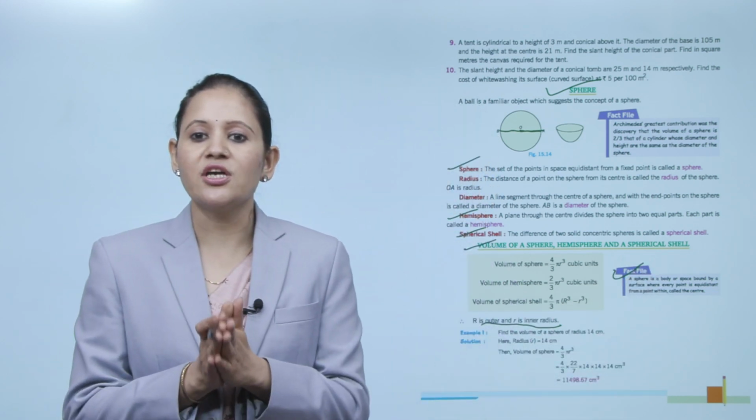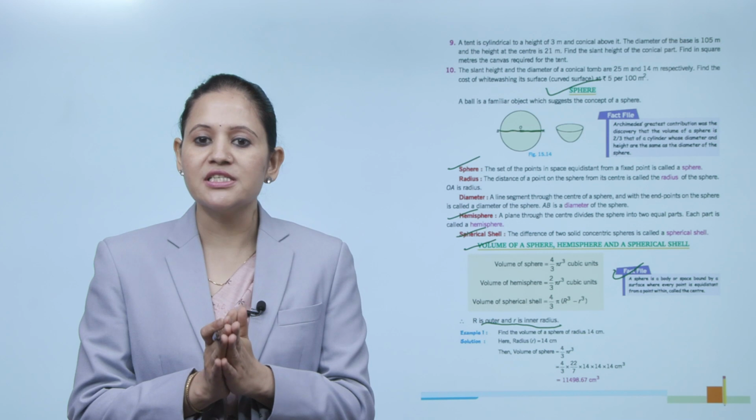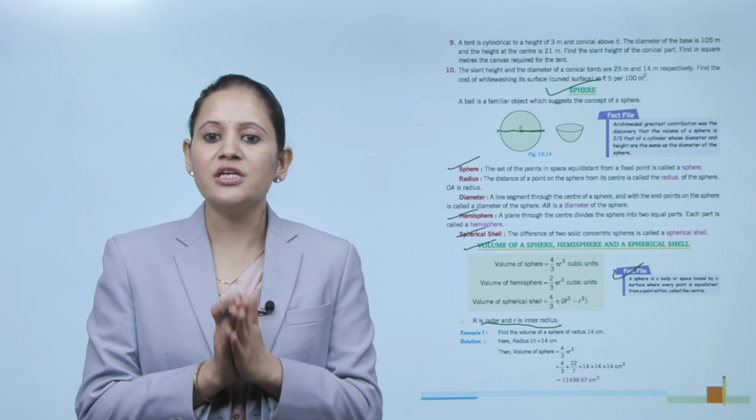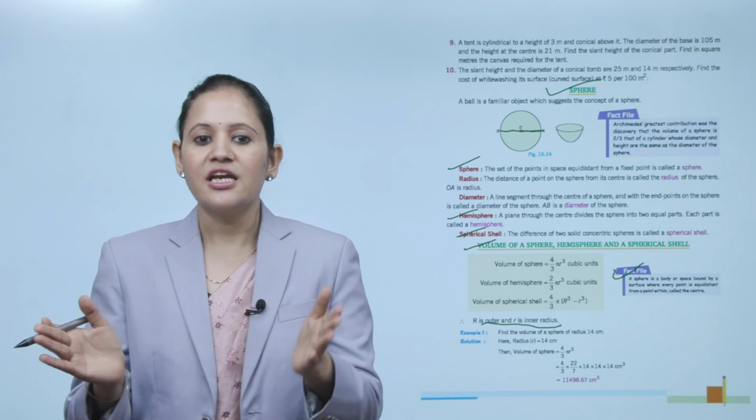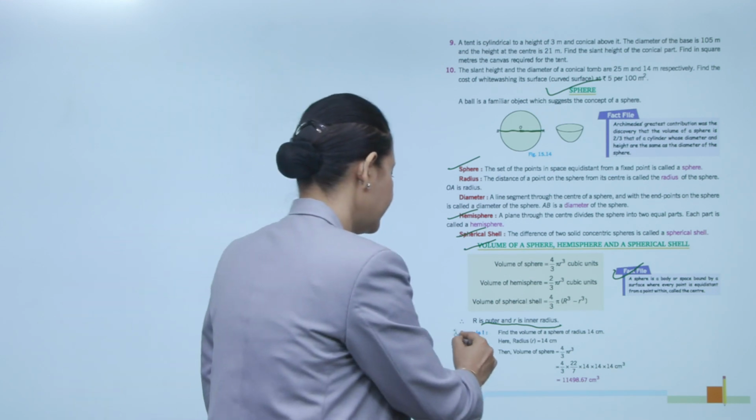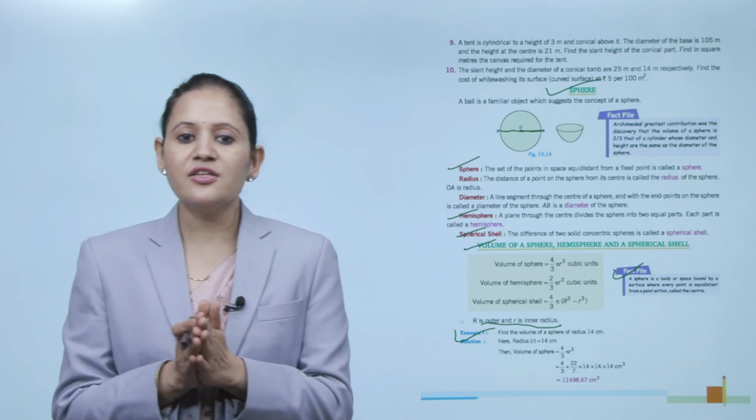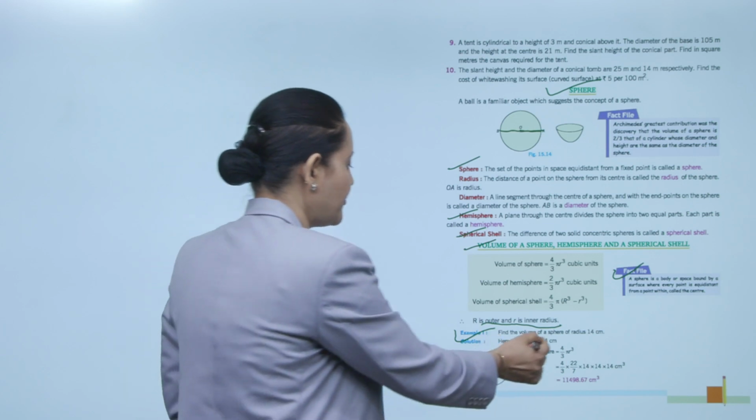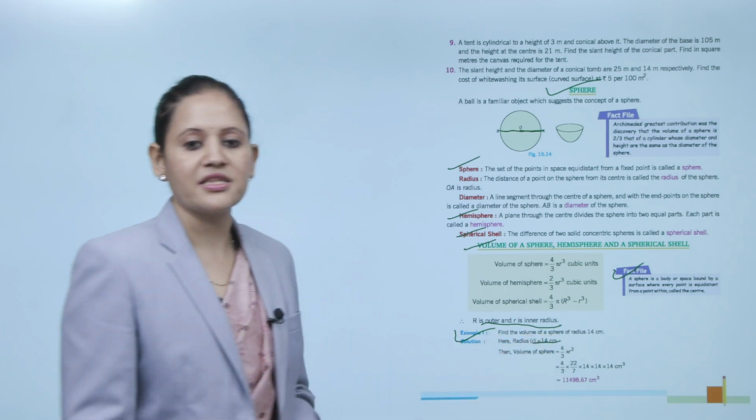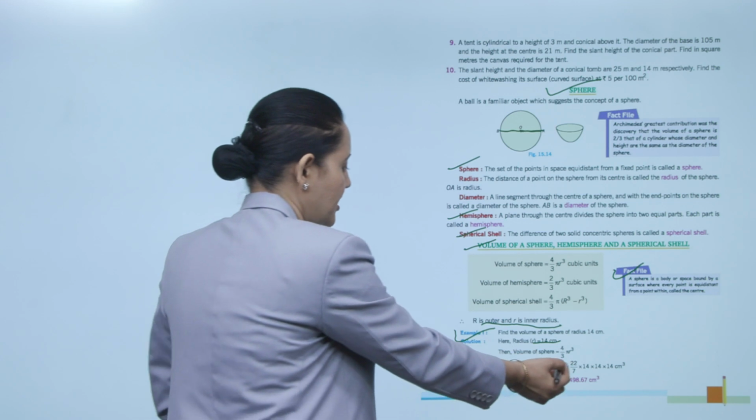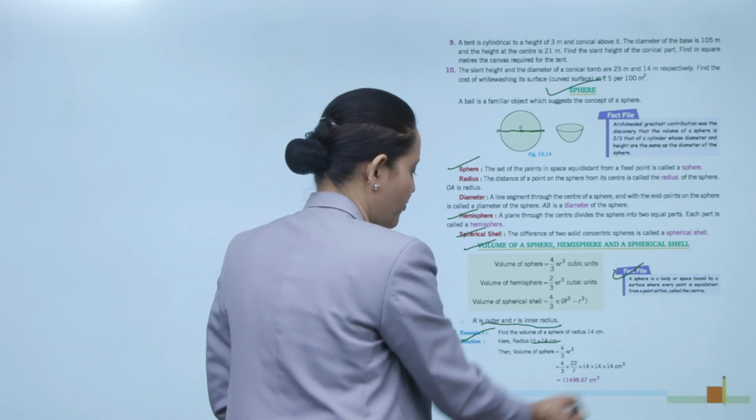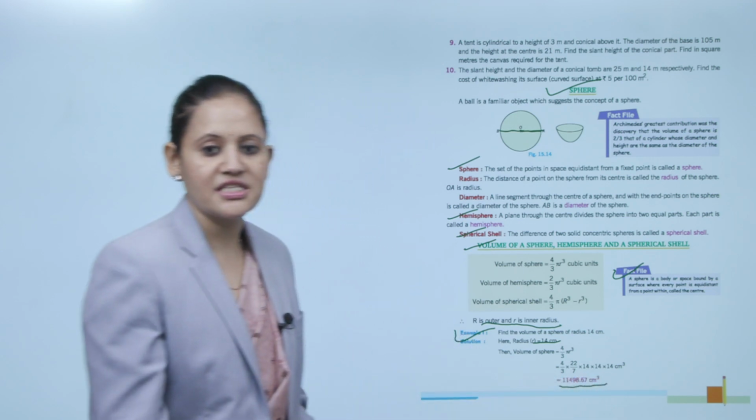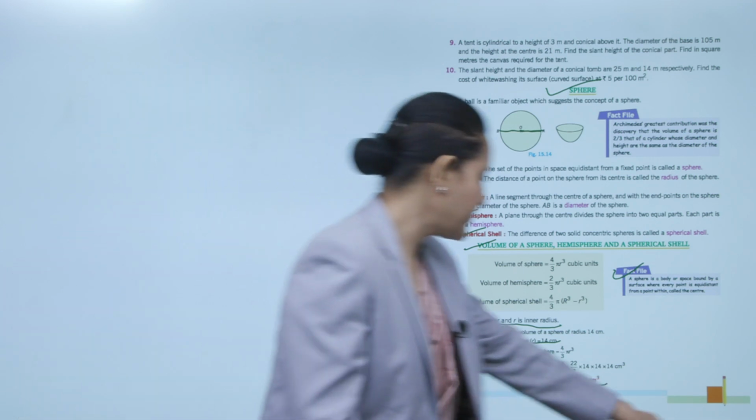A sphere is a body or space bound by a surface where every point is equidistant from a point which is called the center. Now we'll take an example. Find the volume of the sphere of radius 14 centimeter. Here radius is given 14 centimeter, volume is 4/3 pi r cube. 4/3 into 22/7 into 14 into 14 into 14, that is 11,498.67 centimeter cube.